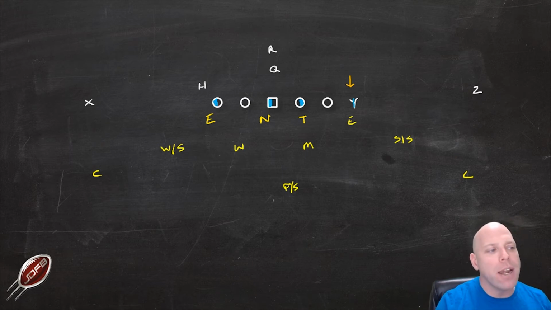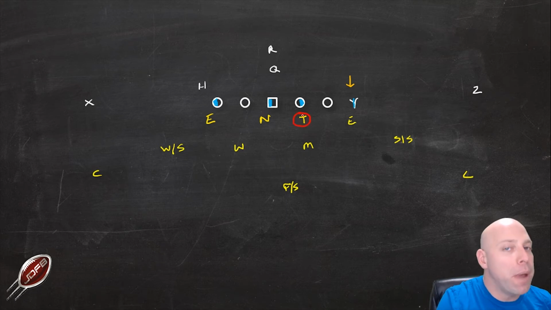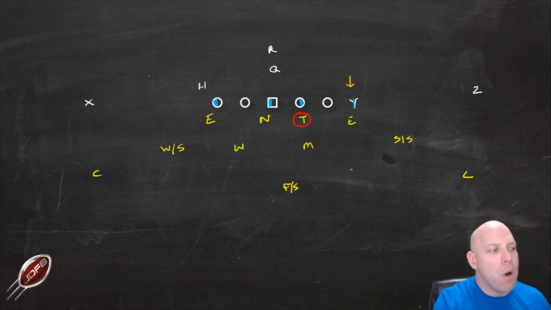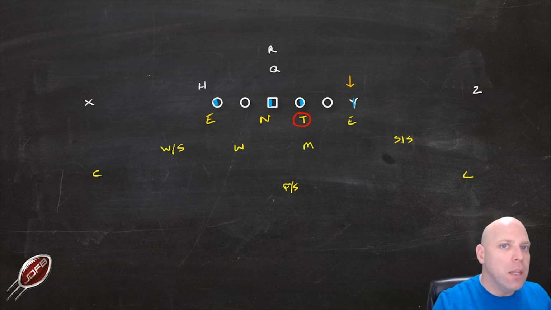So don't worry about the scheme right now. We're just going to be talking about why we're flipping our best defensive tackle, that 3 technique. We want him to be on the strong side, but we also want to have somebody in the B gap.